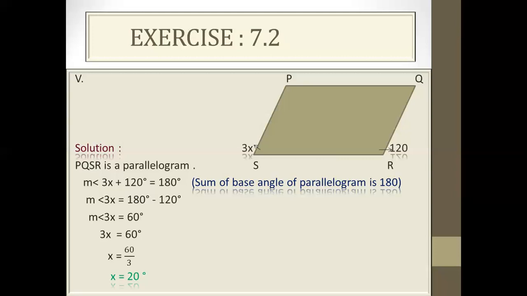And what will be the reason? Sum of the base angles of the parallelogram is 180. Or you can also write that the consecutive angles of the parallelogram are supplementary. We shift 120 to the other side. The value of 3x is 60 degrees. We want to find the value of x, so we divide 60 by 3. The value of x is 20 degrees. So therefore 3x will be 20 multiplied by 3, which is 60.